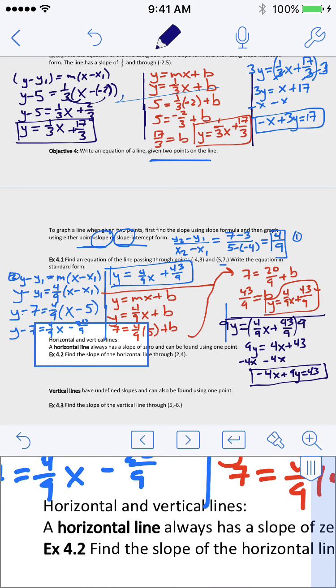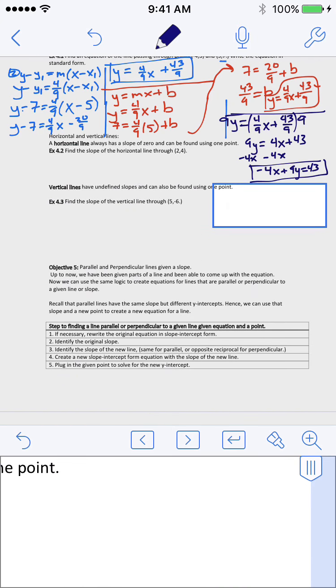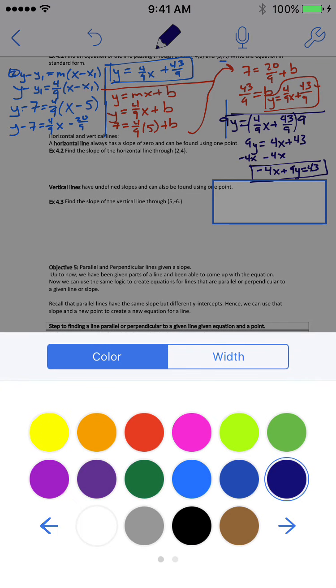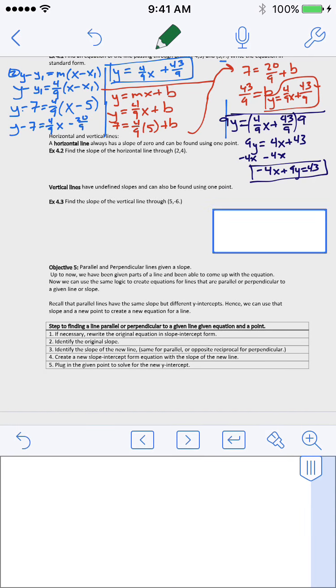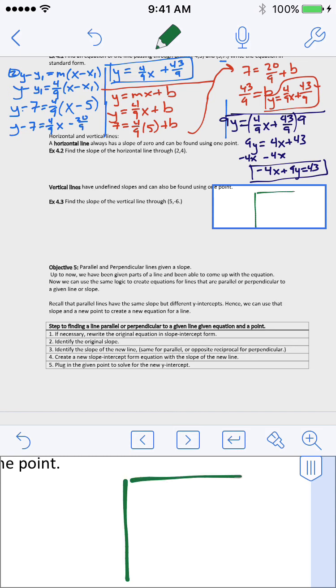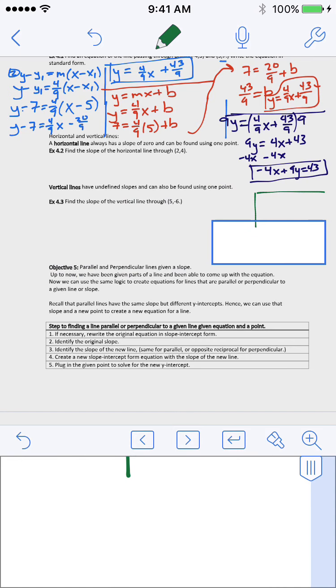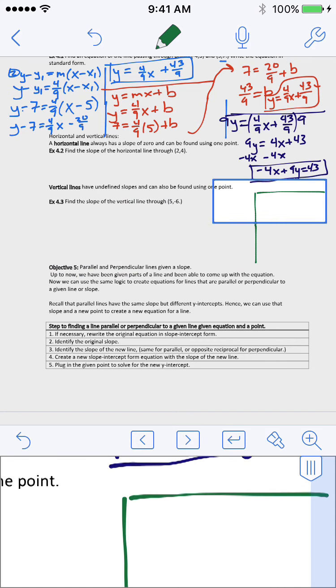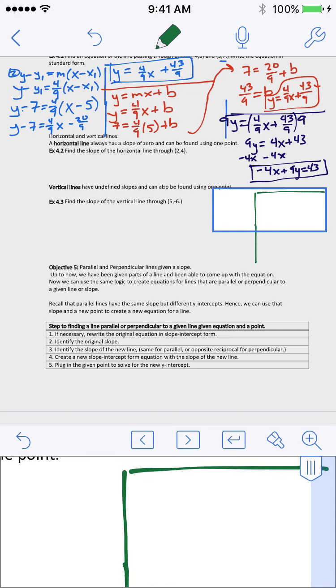Alrighty. The last thing we're going to be talking about today is finding the equations for horizontal and vertical lines. So horizontal and vertical. Let's start by making ourselves a little note bubble right over here, because we review some things about horizontal and vertical slopes. Alright, so horizontal.